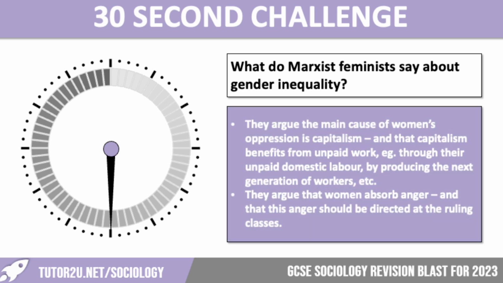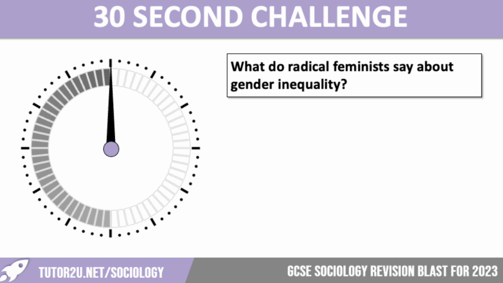Okay, let's have a look. They argue the main cause of women's oppression is capitalism, and that capitalism benefits from unpaid work, for example, through their unpaid domestic labour and by producing the next generation of workers. They also argue that women absorb anger and that this anger should be directed at the ruling classes and not at the women. Right, last 30-second challenge: what do radical feminists say about gender inequality?